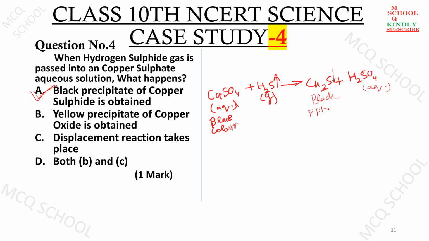To understand this, we must know the double displacement reaction. Copper sulfate and hydrogen sulfide gas react to form copper sulfide and sulfuric acid. So this copper sulfide is nothing but the black precipitate which forms. So a black precipitate of copper sulfide is obtained in this. The answer is A.